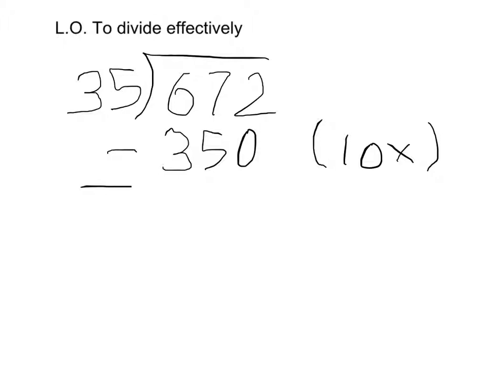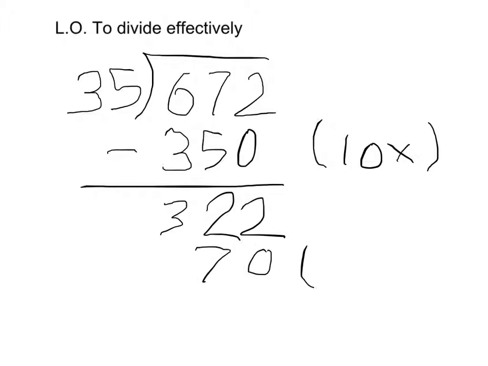I put a minus sign. It's just as if I was going to do column subtraction. So 2 take away 0 is 2. 7 take away 5 is 2. 6 take away 3 is 3. So I'm left with 322. Obviously, I can't take away another 350. So I'm going to simply take away 70, which is 2 lots of 35. So 70, which is 2 times.